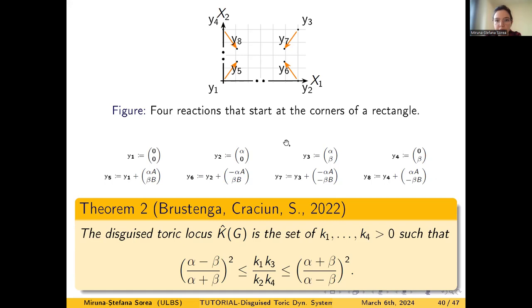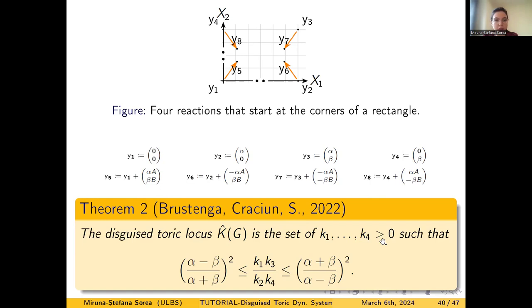This is reflected in the coordinates of your vertices. And then using some coefficients, capital A, capital B, we also could control where the other four vertices, that are some target vertices, are placed, by 5, by 6, by 7, and by 8. And once we have these notations, we are ready to see the generalization of this disguised toric locus for the network here in orange, having these four parameters, k1, k2, k3, k4 positive.